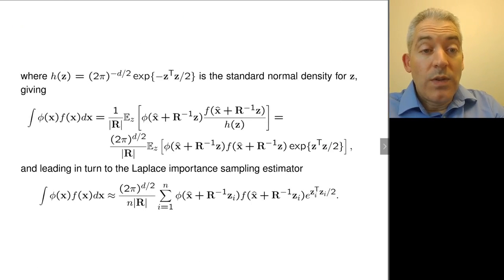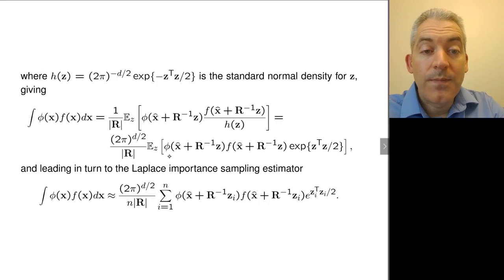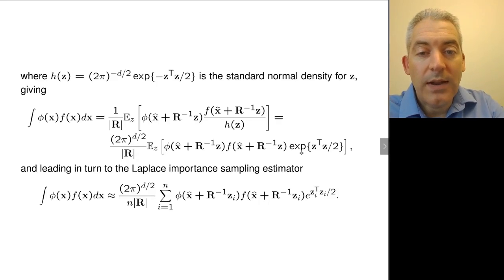Okay, so that's what we've got. It's now an expectation with respect to z, the standard normal density, which is also denoted h. So if we now substitute in for h, we get this expression here. So this one is exact. Our integral here is exactly this expectation here, modulo that factor at the front.